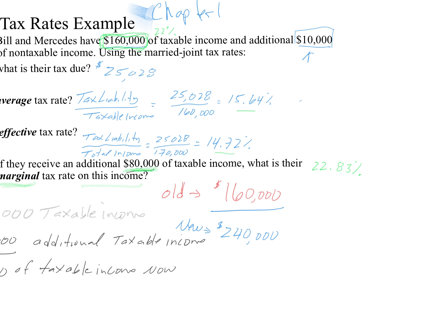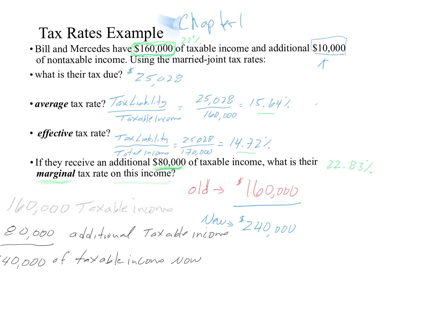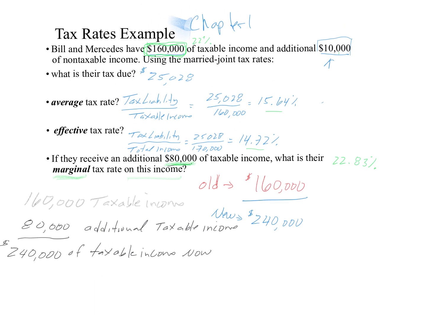All right. Remember, in general, their effective tax rate should be the lowest as long as they have taxable income and non-taxable income, right? Then their average tax rate should be a little bit higher than their effective tax rate, again, assuming that they have both taxable income and non-taxable income. Okay, and then their marginal tax rates are going to be higher than that. All right, so that is the completion of the problem that we started in class.